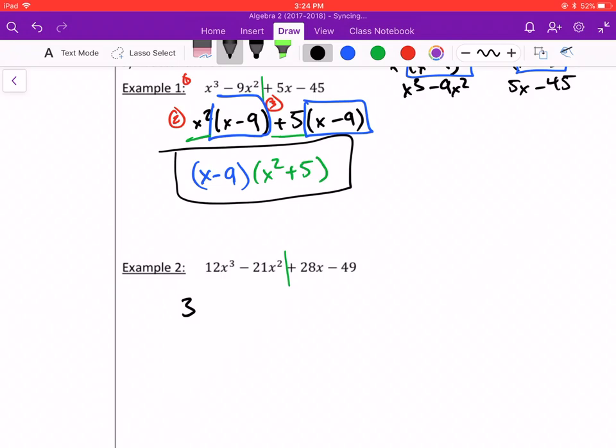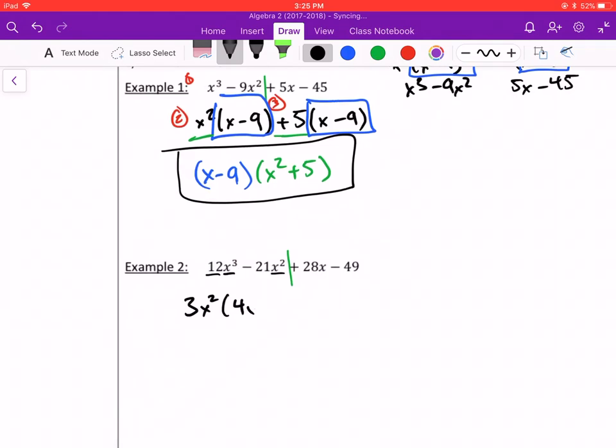And then think, how many x's can you take out of each? Well, at least 2, right? If I take out 2 x's, that's the most I can take out. The greatest common factor. So now go back and divide. 12 divided by 3 is 4. Take away 2 x's from x cubed, leaves me with 1 x. Negative 21 divided by 3, negative 7. Take out 2 x's from 2 x's, no x's.